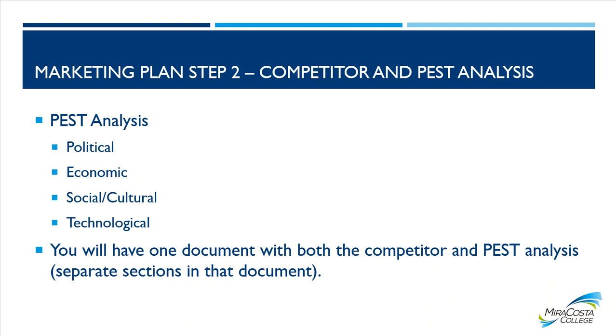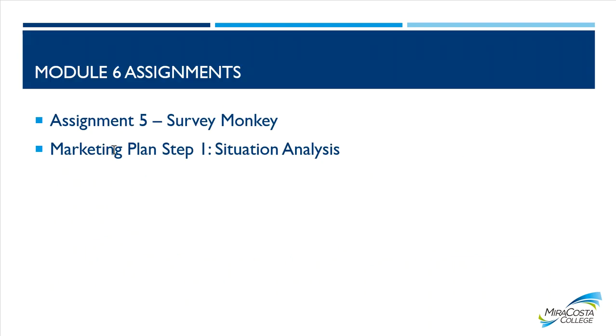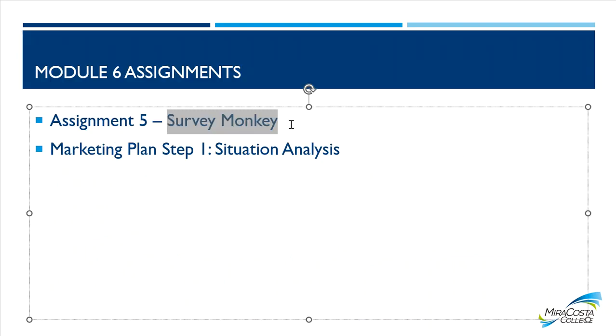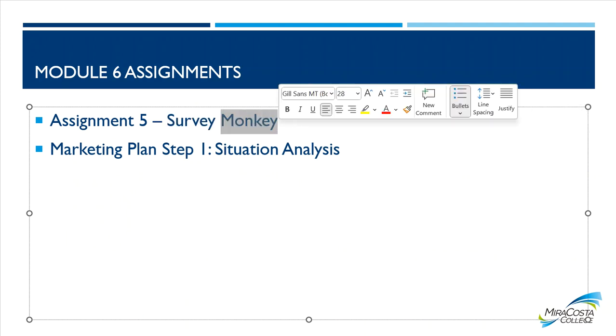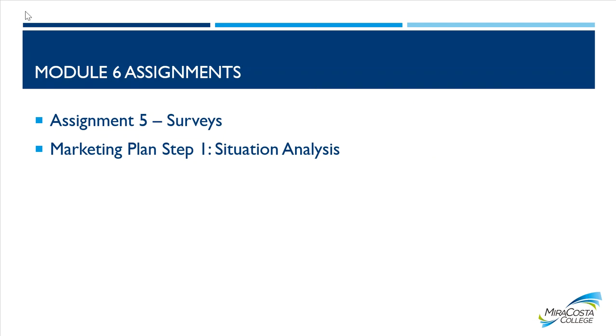More instructions are located in Canvas, and of course, email me. So this is actually a different assignment. This is just going to be surveys, not SurveyMonkey. I updated this assignment to make it better for you guys. And marketing plan step 1, situation analysis. So these are the 2 things that will be due for module 6 assignments. Of course, if you have any questions, email me or come to my office hours.